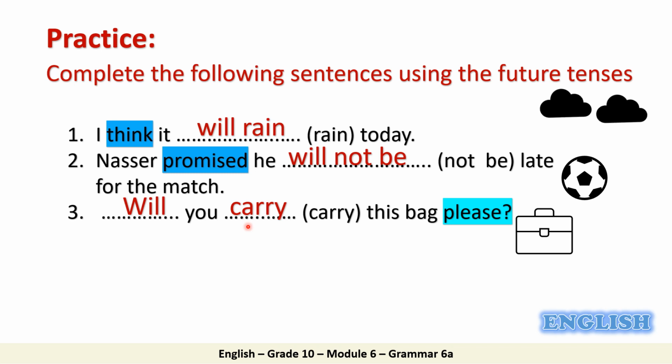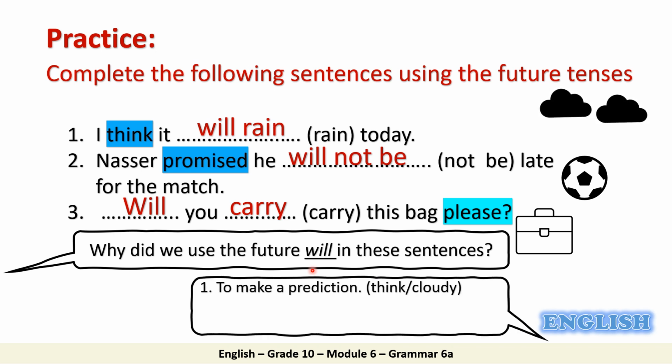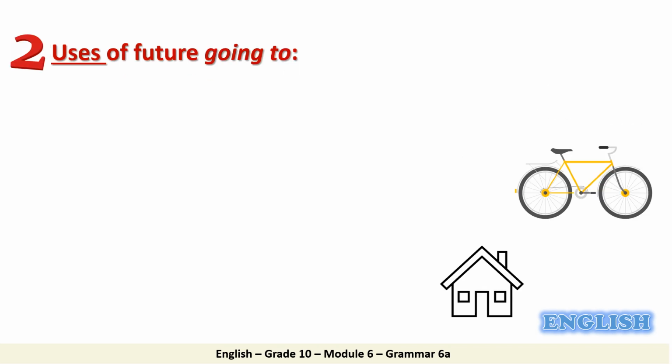Now, try to answer this question. Why did we use the future will in these sentences? Pause and try to figure out the reason in each sentence. Did you guess? Yes, the first one is for predictions. The next one is for promises. And the third one is to make a request. Well done, everyone.